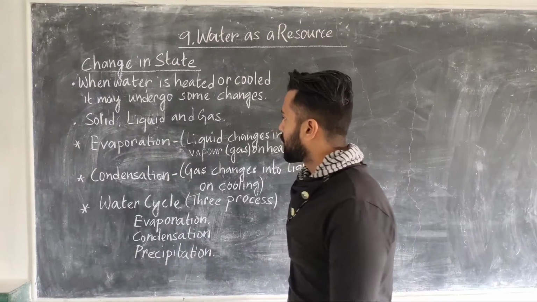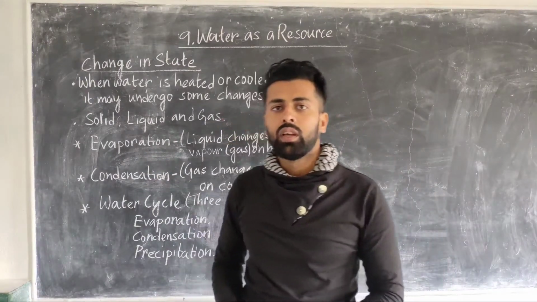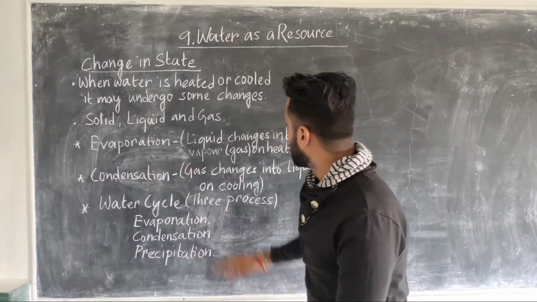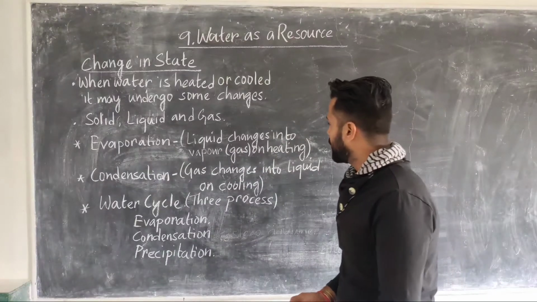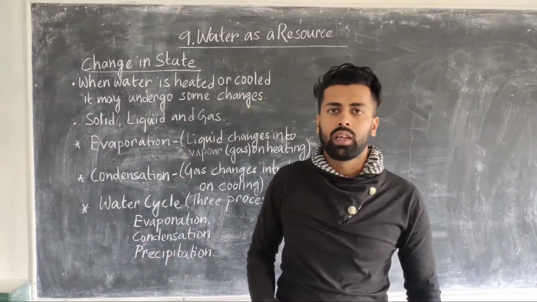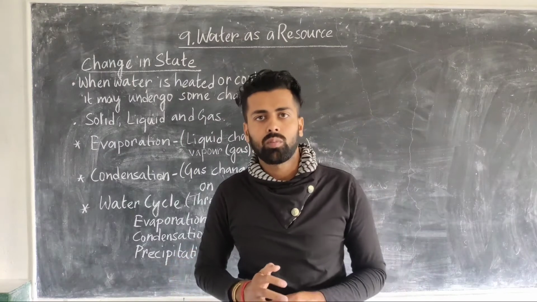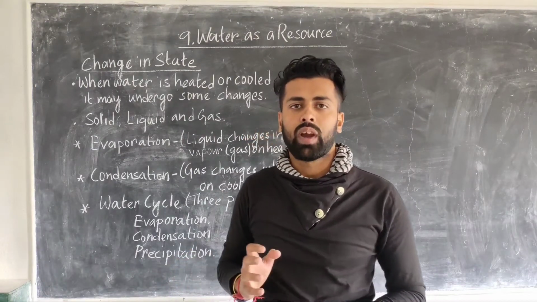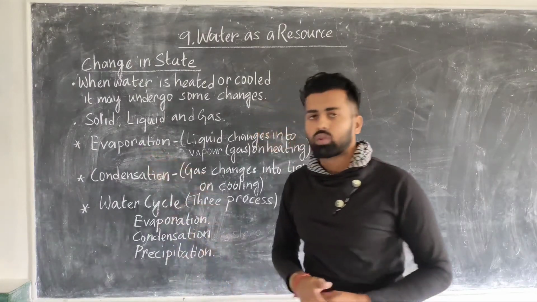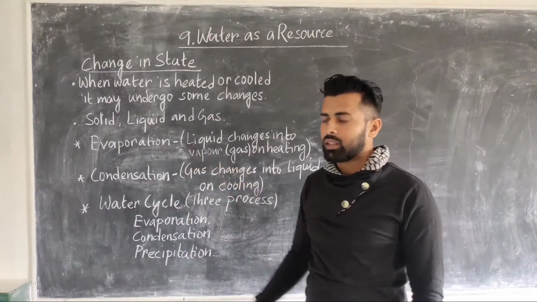Next, we will talk about evaporation. We have already discussed evaporation in the previous chapter. Evaporation is a process in which liquid changes into vapor, that is gas, on heating. When you heat water in a container or a utensil, when you put a utensil on your gas stove and boil water, you can find the vapor coming out from there, that is gas. So in the process of evaporation, liquid will always change into vapor, that is gas.